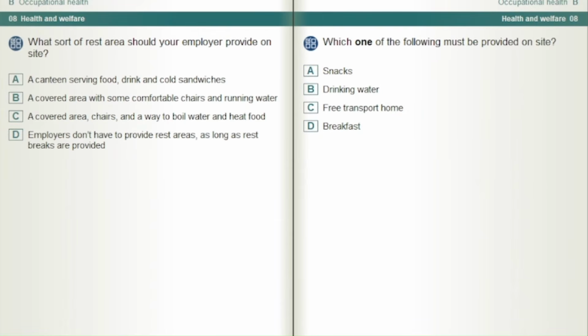What sort of rest area should your employer provide on site? A canteen serving food, drinks, and cold sandwiches. A covered area with some comfortable chairs and running water. A covered area, chairs, and a way to boil water and heat food. Employers don't have to provide rest areas, as long as rest breaks are provided.